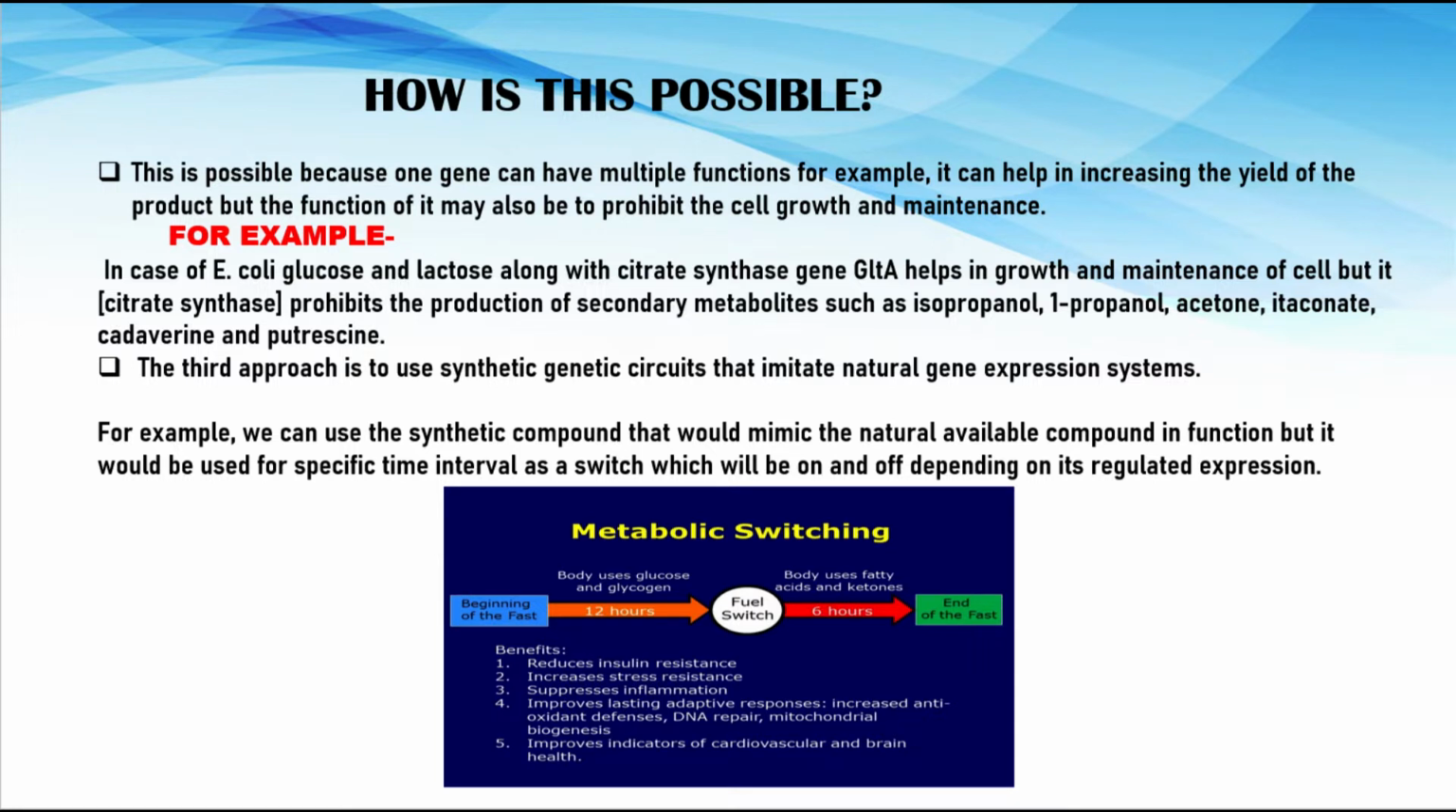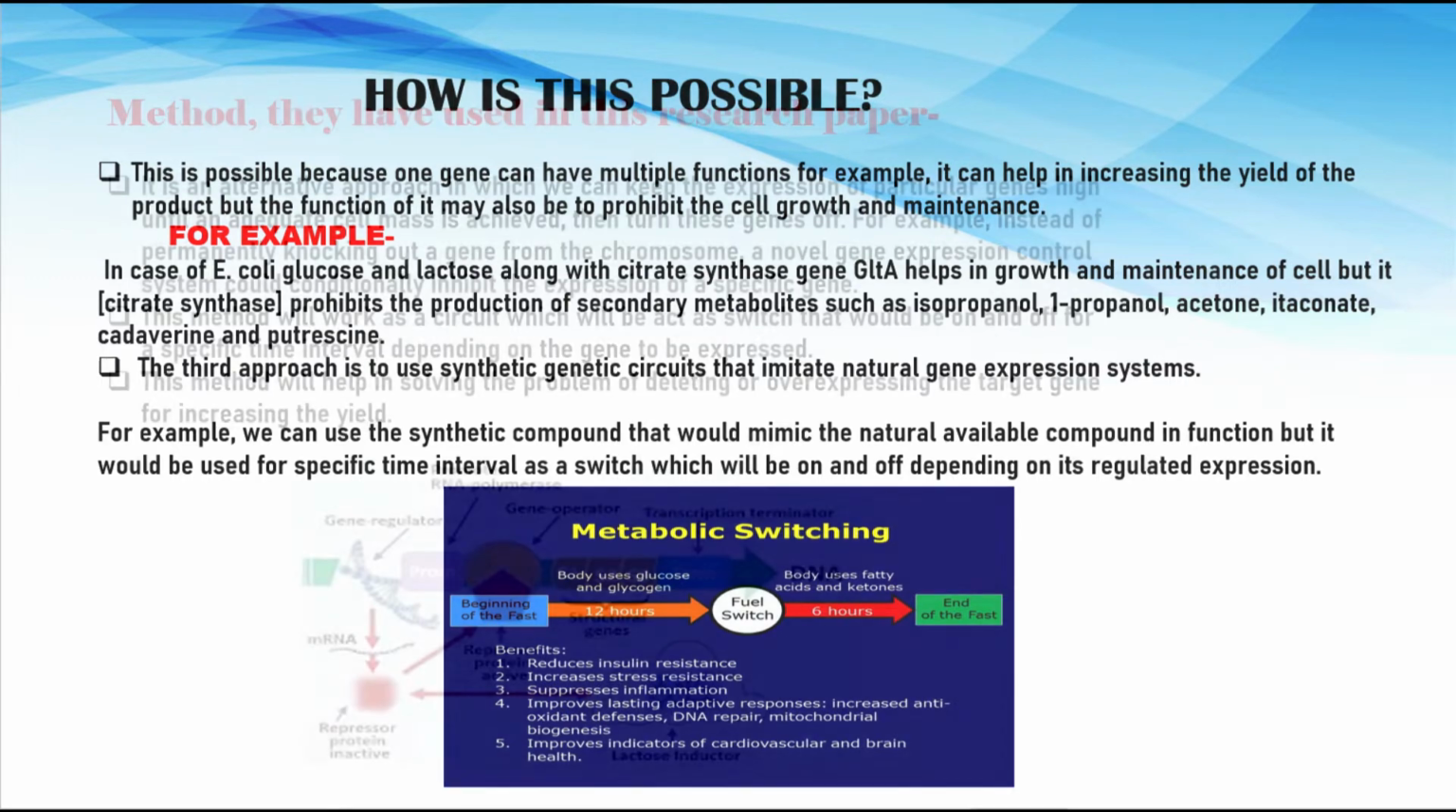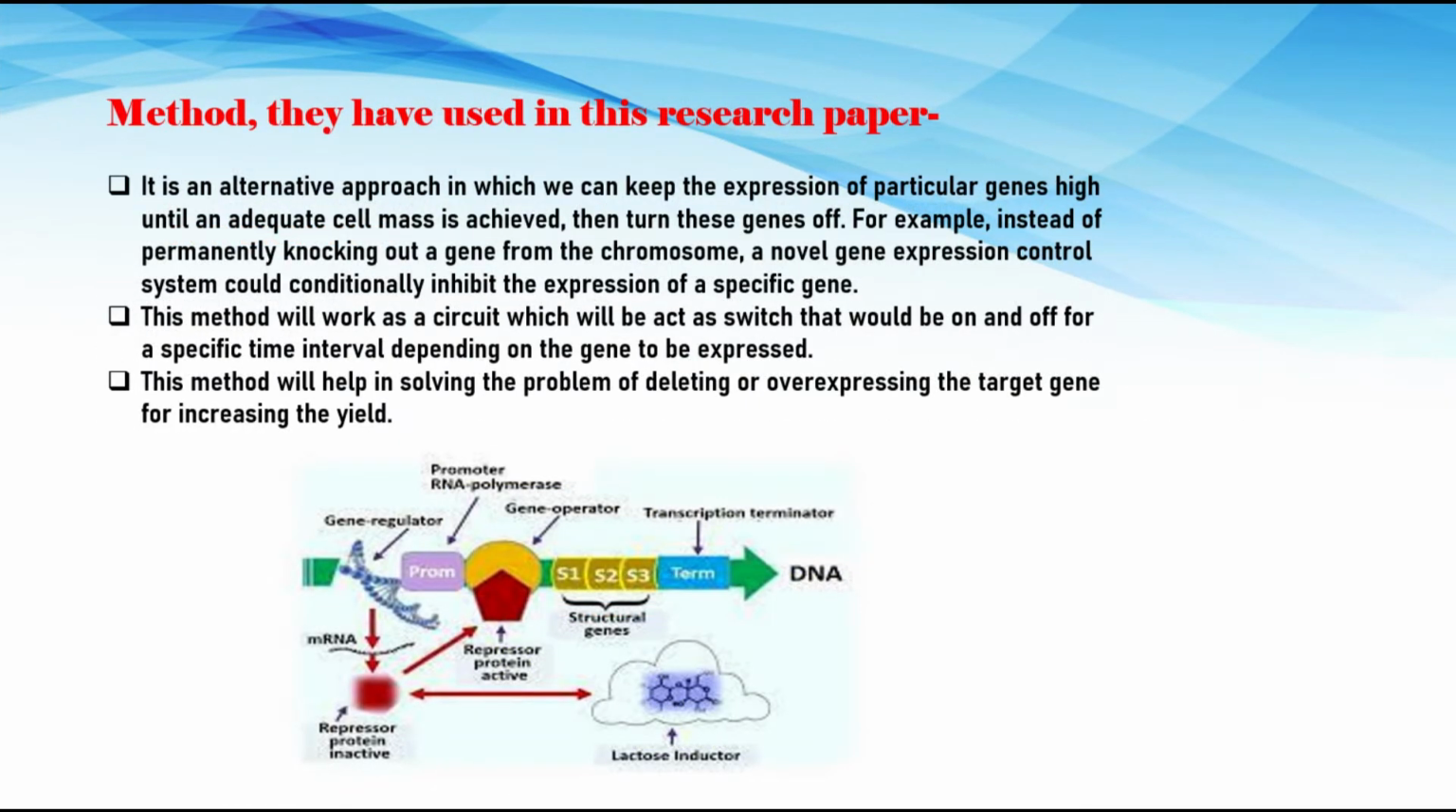So, in order to deal with such a problem, the third approach is to use synthetic genetic circuits that imitate the natural gene expression system. For example, we can use a synthetic compound that would mimic the naturally available compound in function, but it would be used for a specific time interval as a switch which would be on and off depending on regulated gene expression. In this research paper, they have used the concept of genetic circuit or metabolic toggle switch in order to increase the productivity of the desired product.